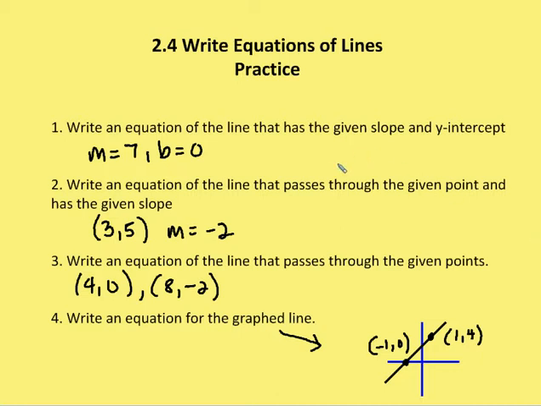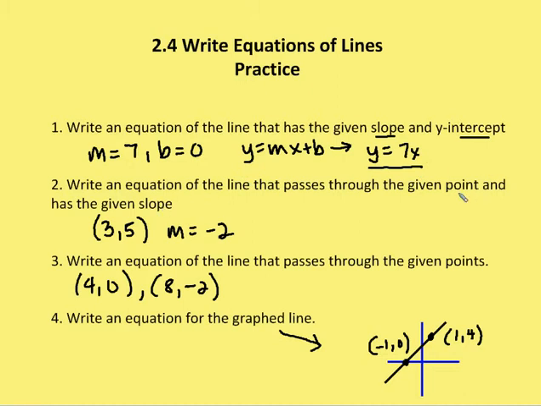Well, this looks like a candidate for the slope-intercept form. Very simply, y is equal to mx plus b. Y is equal to mx plus b. Gives us y is equal to 7x plus 0. And we don't state the 0. So our answer is y is equal to 7x. That's it.